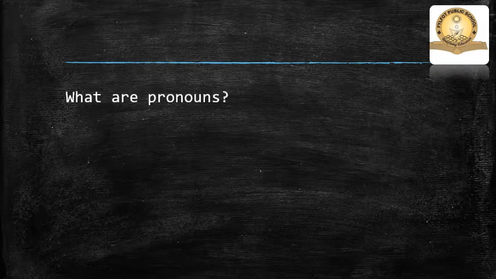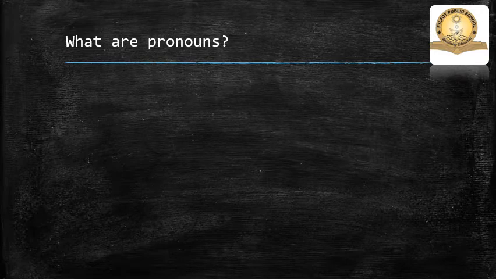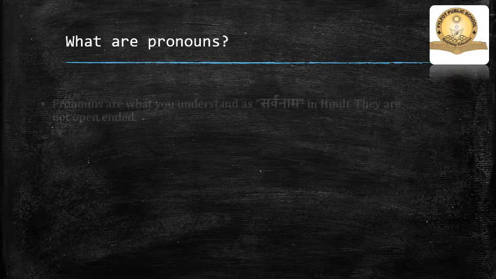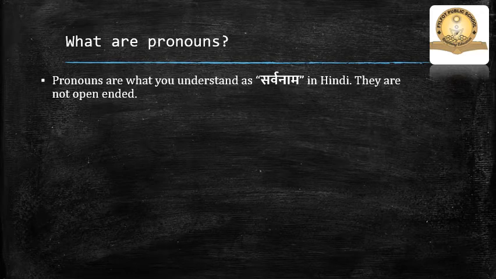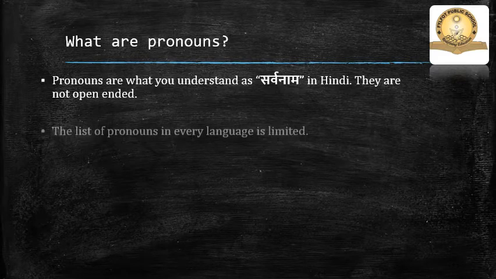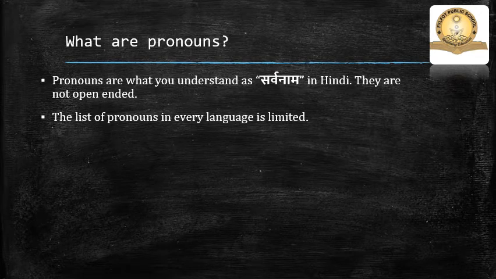So what are pronouns? Pronouns. Okay. That means fixation of nouns. So pronouns are what you understand as sarvanam in Hindi. See, I told you nouns are different in each language. Same way pronouns are also different for each language. So for Hindi you call it sarvanam, and for English they are known as pronouns. But like nouns, they are not open-ended, they are limited. They just don't keep on adding. So the list of pronouns in every language is limited, right?